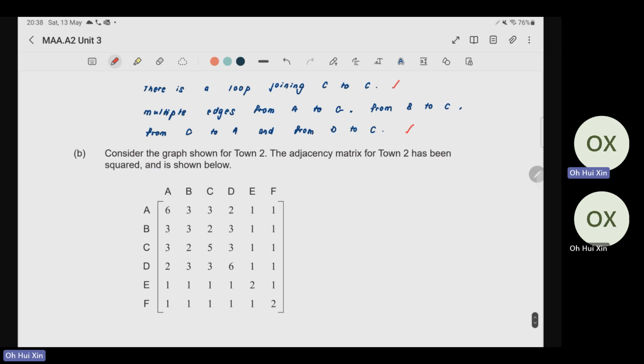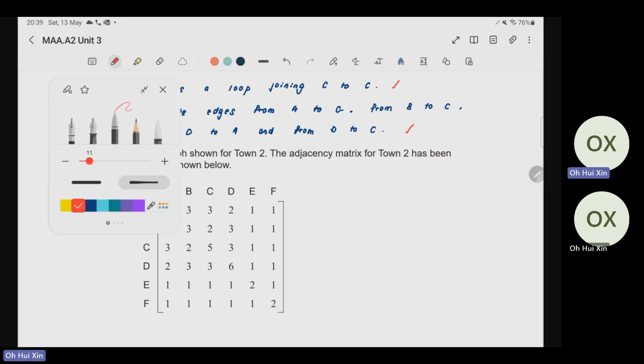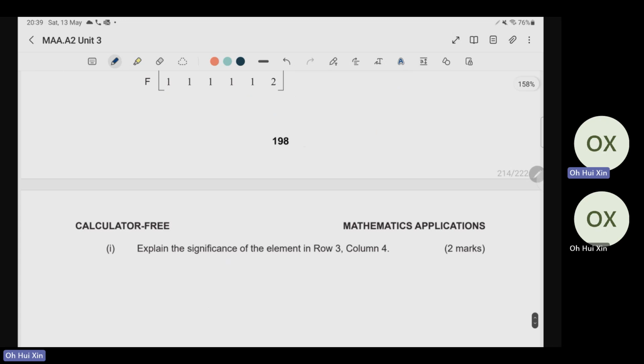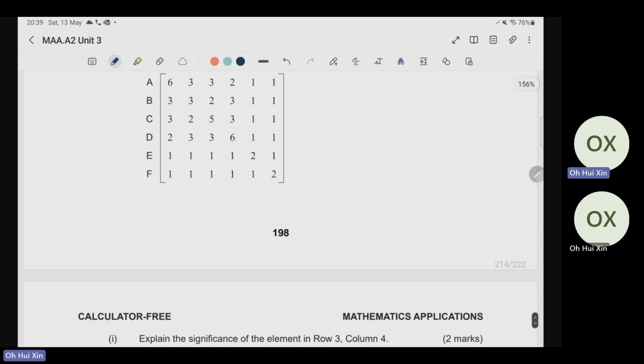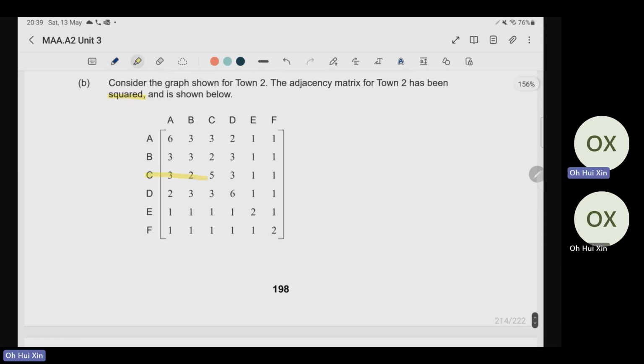The adjacency matrix for town 2 has been squared and is shown below. Okay, so you must see this word squared. So that's why this is actually an M squared matrix. Okay, so this question asks, explain the significance of the element in row 3, column 4. So that's why row 3 is here, column 4 is here. So it is referring to this number 3. So explain the significance, meaning that what does 3 here mean?